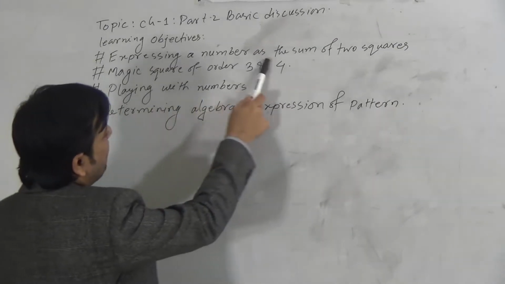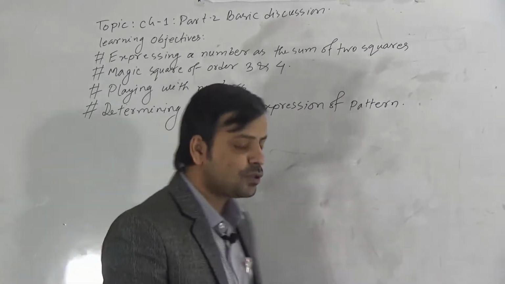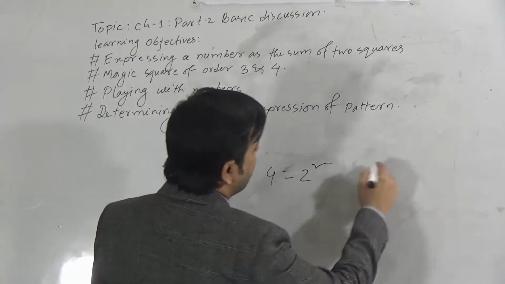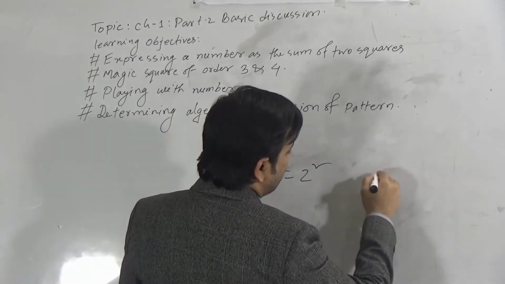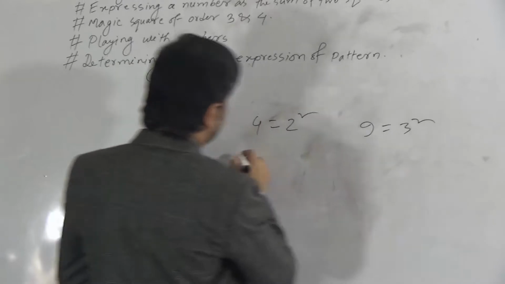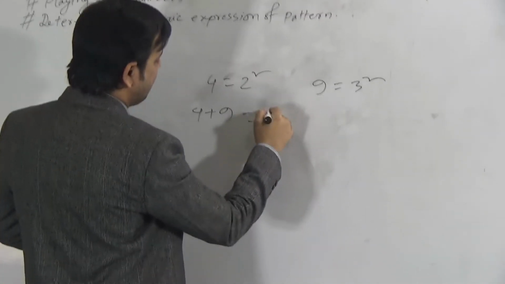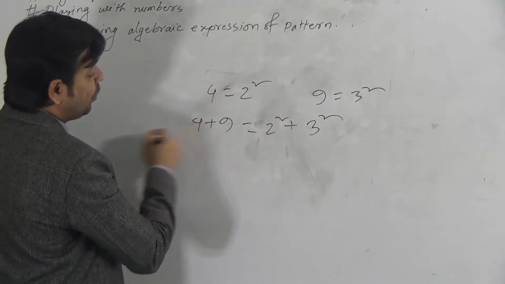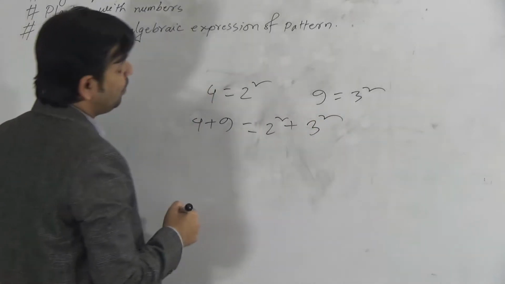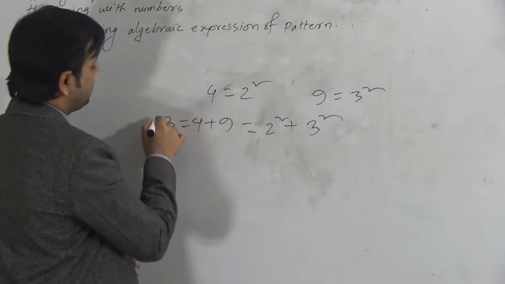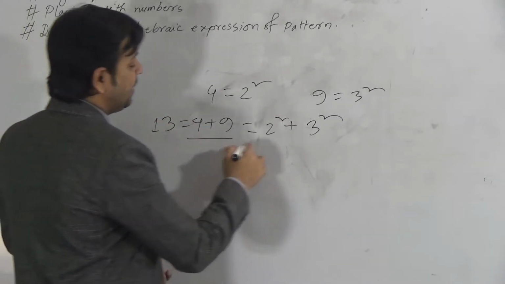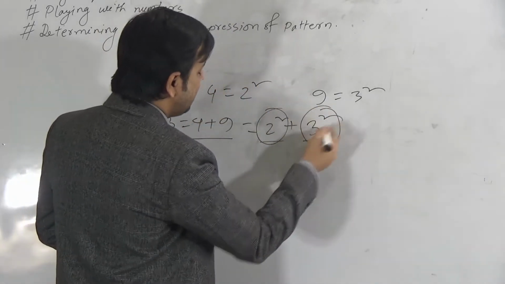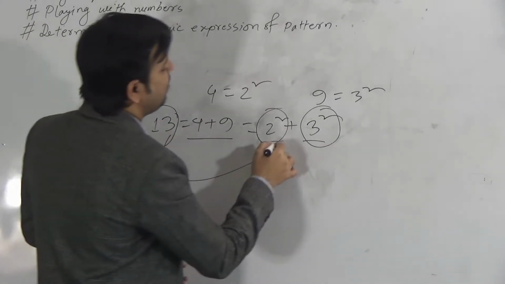How can we express a number as the sum of two squares? Sum of two squares means here if I write a number 4, we can express this as 2 square, and if I write a number 9, we can express this as 3 square. So if we add 4 and 9, we can express this as 2 square plus 3 square, and 4 plus 9 means 13, so we can express 13 as sum of 4 and 9. It means as sum of 2 square plus 3 square, as this is a square and this is a square, so we have to express this number as sum of 2 squares.